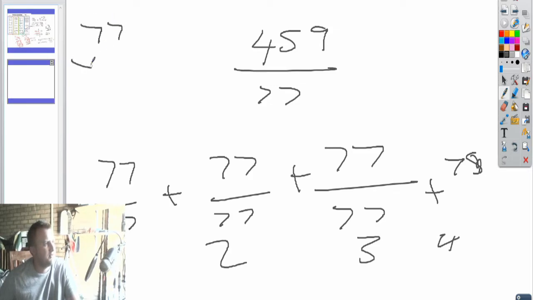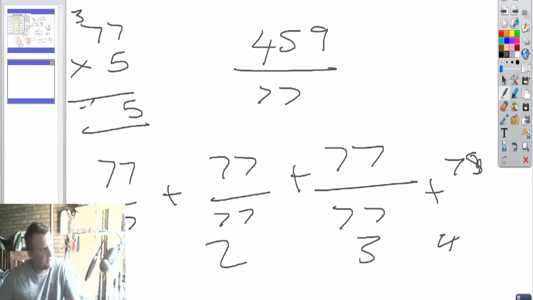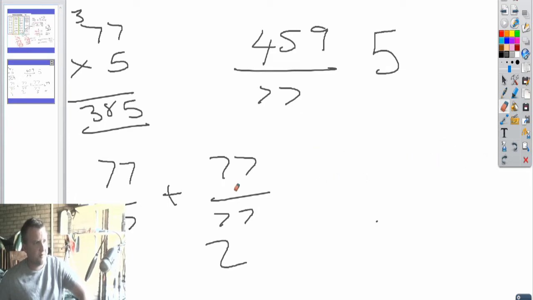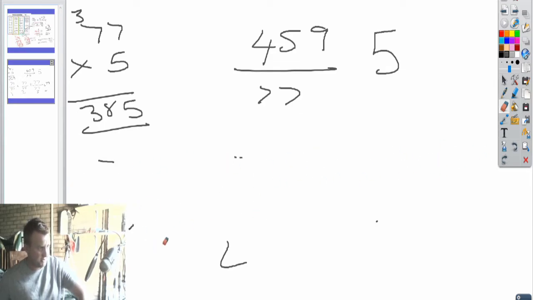So let's do 77 times 5, because I'm talking about 459. 5 times 7 is 35. And then 5 times 7 is 35 again, and then that makes 385. Oh, it's really close. I think it's 5. However, it doesn't go in perfectly, so it's still ages away.